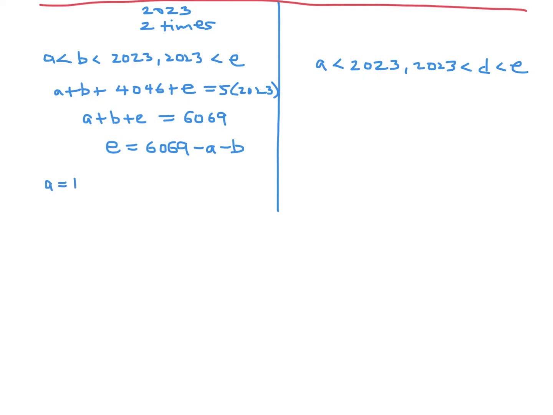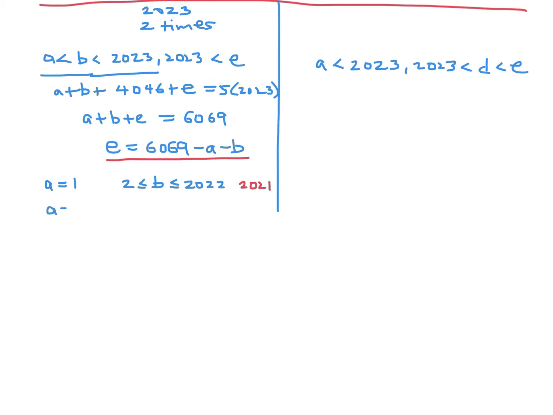If A is 1, then that means B, since B is greater than, it's got to be greater than or equal to 2, but it's got to be less than or equal to 2022, right? Because that inequality has to hold true. Now, how many ways of doing this? Well, B can be anything from 2 until 2022, so that gives me 2021 different ways of doing that. And whatever we choose for B, we would plug into this to get one single value for E.